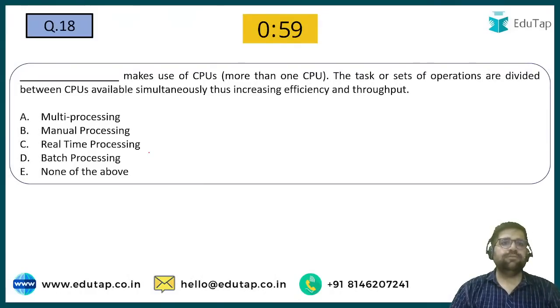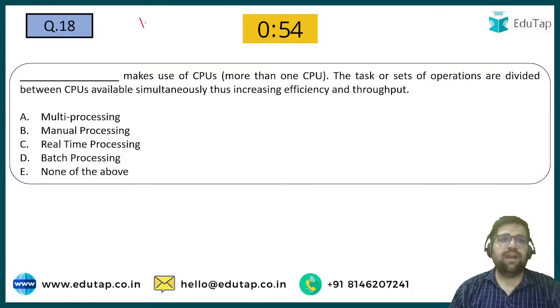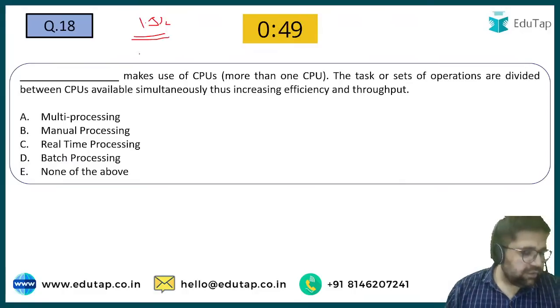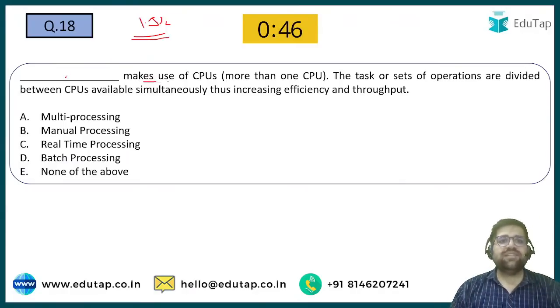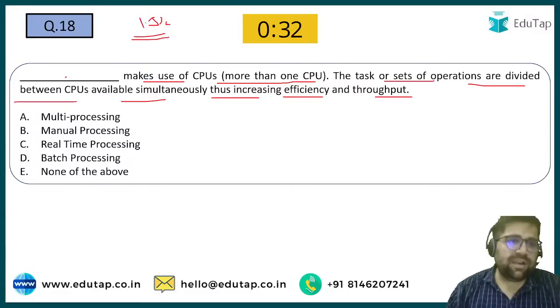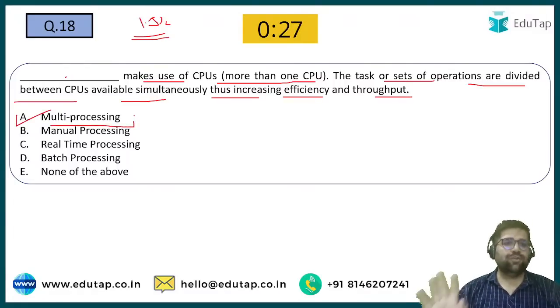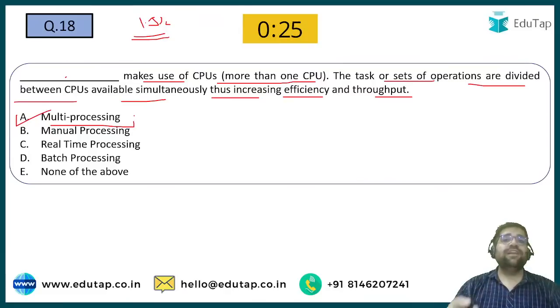Question number 18 now. Now let's solve question number 18. Now this is 1.5 times the level of, I would say, NABARD. Okay, if you are able to solve this, then kudos to you. Question number 18. Dash makes the use of more than one CPU. The task or sets of operations are divided between CPUs available simultaneously, thus increasing the efficiency and throughput. Now I think I just have repeated the question. The answer will be multiprocessing only. This is what I would say is repetition of the question, two ways to represent one question.